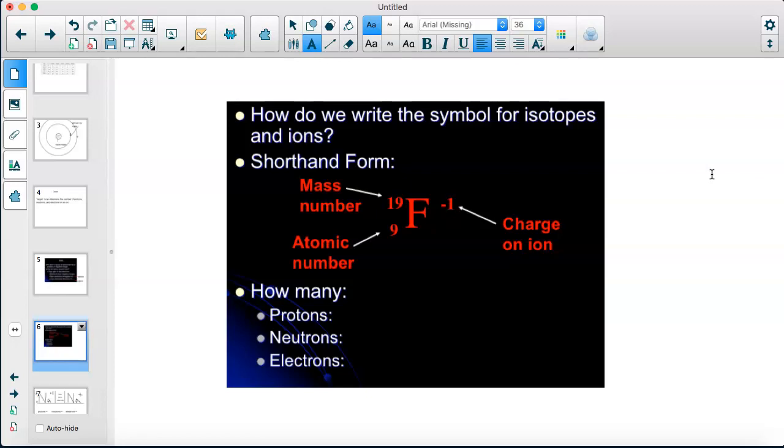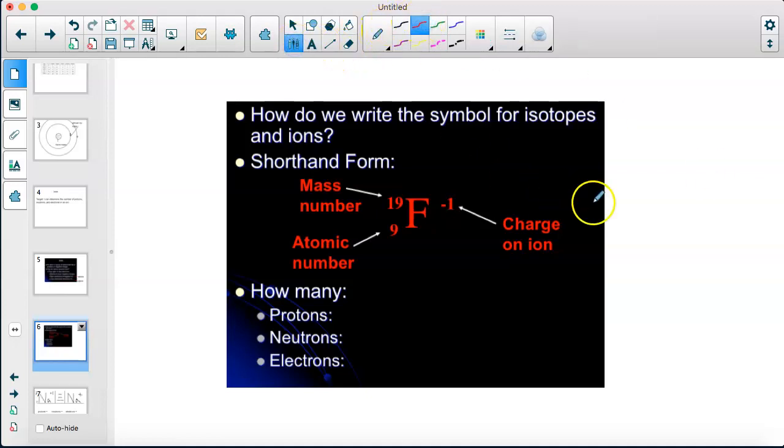Okay. And this is a fluorine ion. Fluorine typically has a negative charge, so this fluorine ion has a -1 charge. And we need to try and figure out how many protons, how many neutrons, and electrons it has. Okay, so let's start with the easy one. How many protons should this ion have? Good. You notice that its atomic number is 9, and so it has 9 protons because the atomic number is 9.